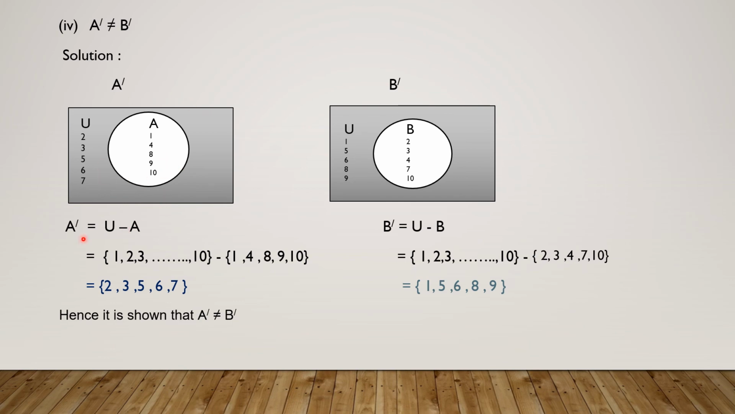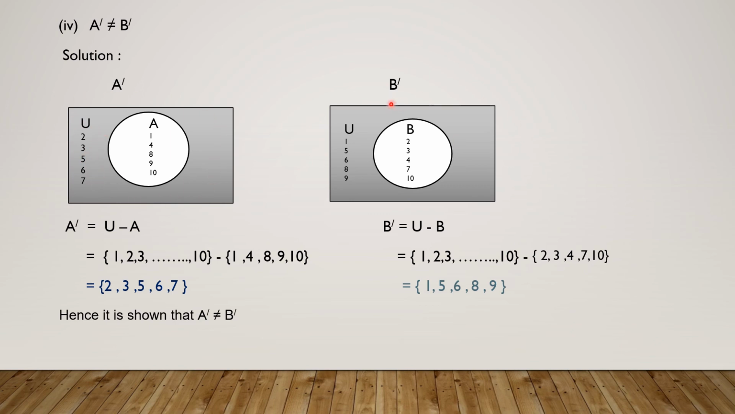Now A complement means that U minus A, all the elements of set U which are not present in set A. So which portion will be shaded? The portion of U that is not present in A. Which portion of U is not present in A? The outer portion, this. So we have to shade this portion.